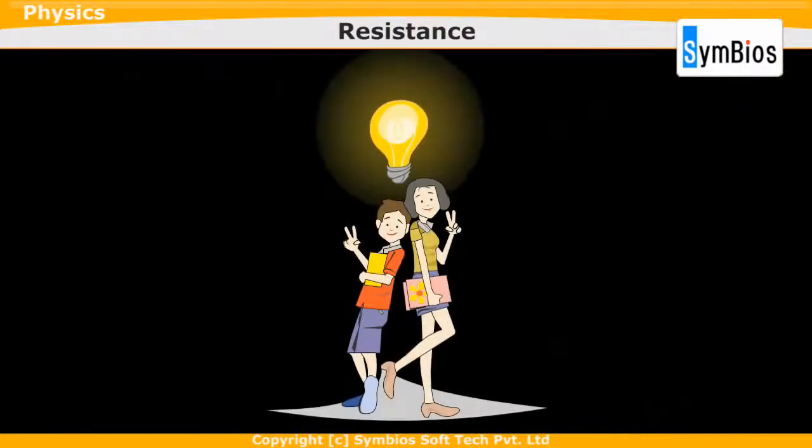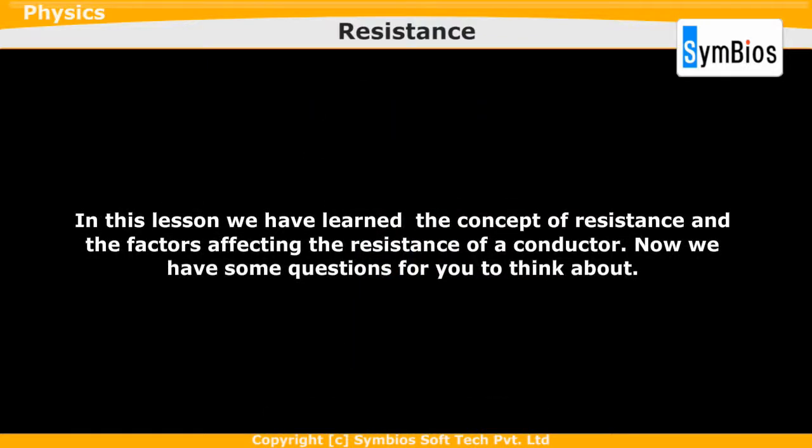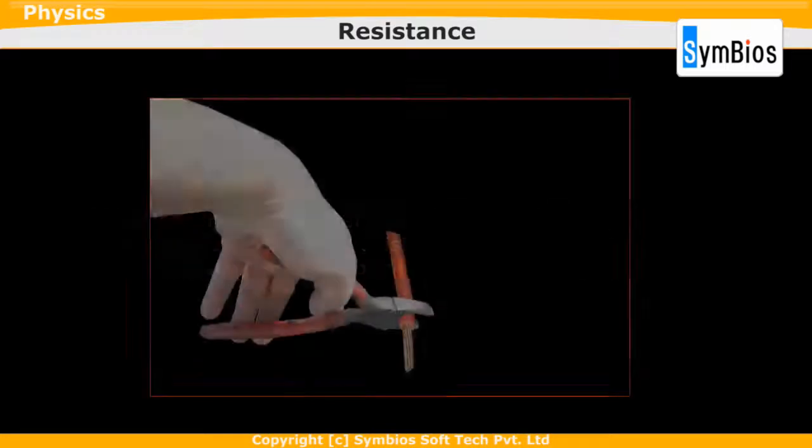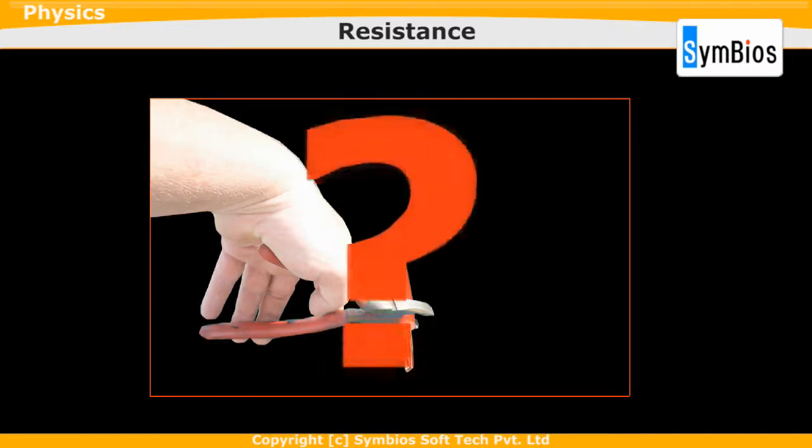In this lesson, we have learned the concept of resistance and the factors affecting the resistance of a conductor. Now we have some questions for you to think about. You might have noticed an electrician repairing a live wire using a pair of cutting pliers. Still, he does not get a shock. Why?